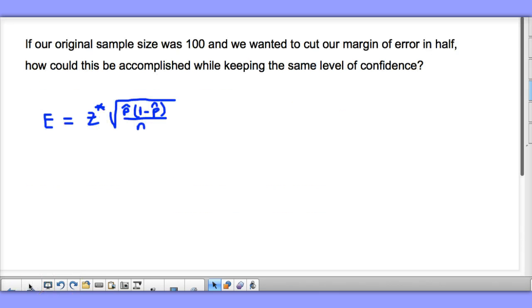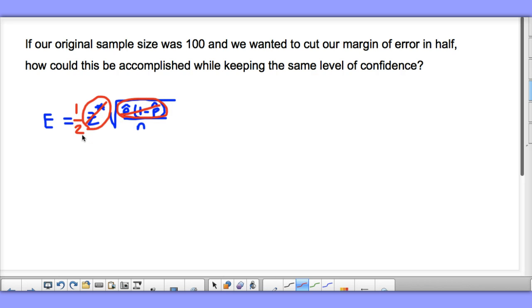If our original sample size was 100 and we wanted to cut our margin of error in half, how would this be accomplished while keeping the same level of confidence? In other words, our numerator is going to be exactly the same because we haven't changed our value of p hat. Our z star value is going to be exactly the same because we're keeping the same level of confidence, but I want my margin of error to be half of what it was before. So this is inconsequential right now, and so is this.